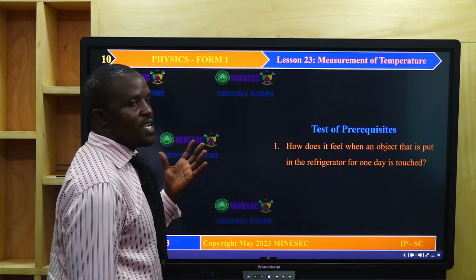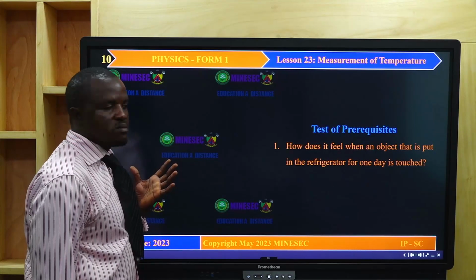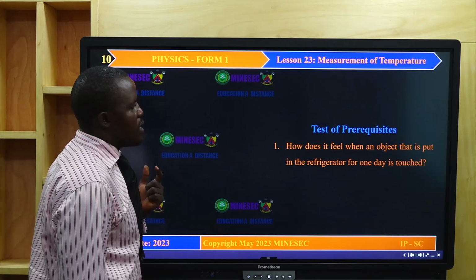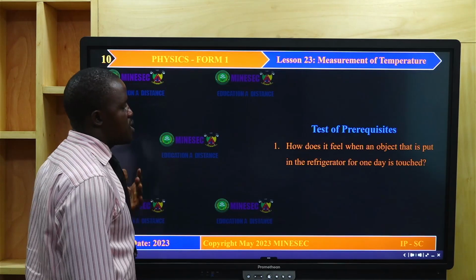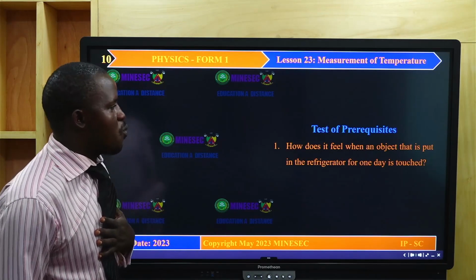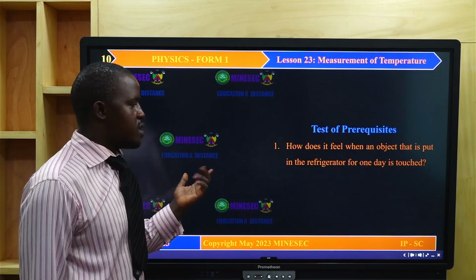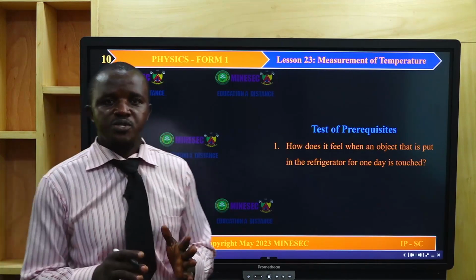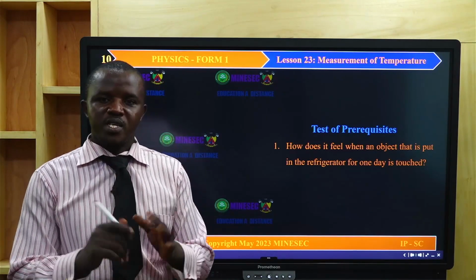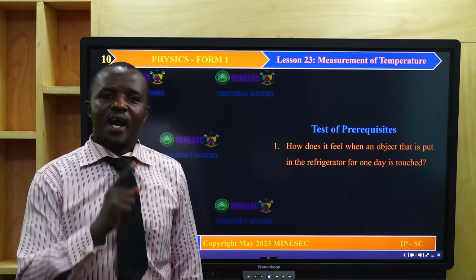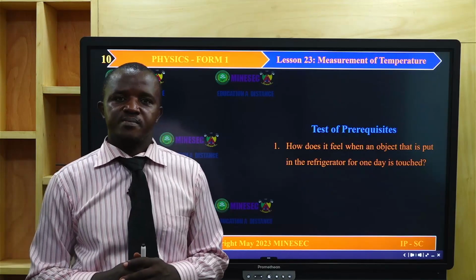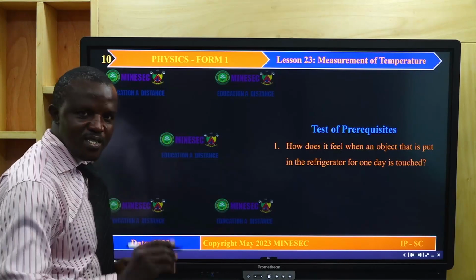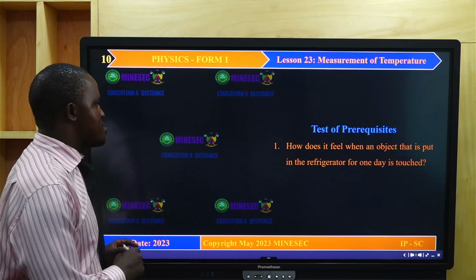To test the prerequisites. How does it feel when an object that is put in the refrigerator for one day is touched? Have you ever tried that, to put an object in the fridge for about a day and then you touch it with your hand? How do you feel? You can write down your feeling and let's see what happens in the moment.